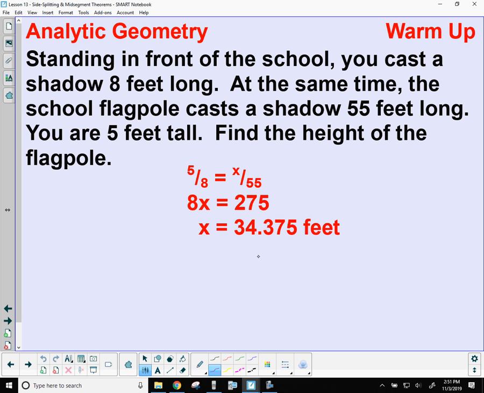Should have gotten 34-ish. Had that feet on that flagpole. Again, I'm not sure if that's even standard for flagpoles, but I'm not a flagpole salesperson, so I don't know.